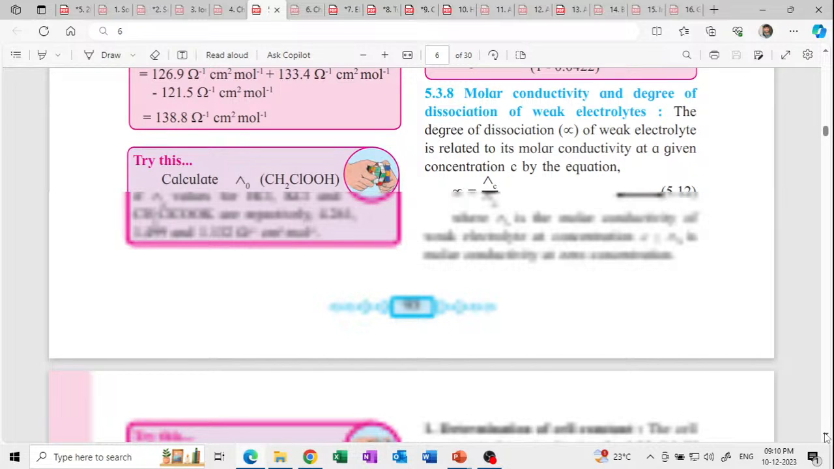63.5. Then what is the current in ampere? How much current is given? 5 ampere current is given. 5 into what is the time given? The time is 600, so this is 6,000 seconds, divided by 96500. Get it? So we'll get the answer.